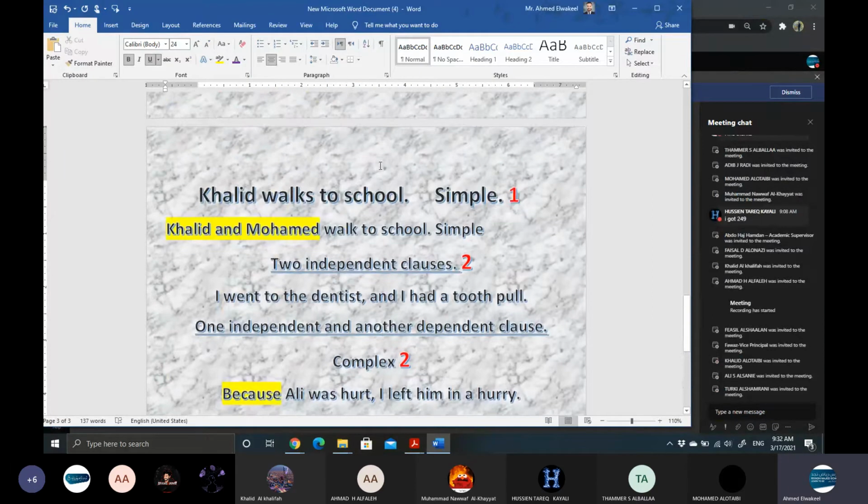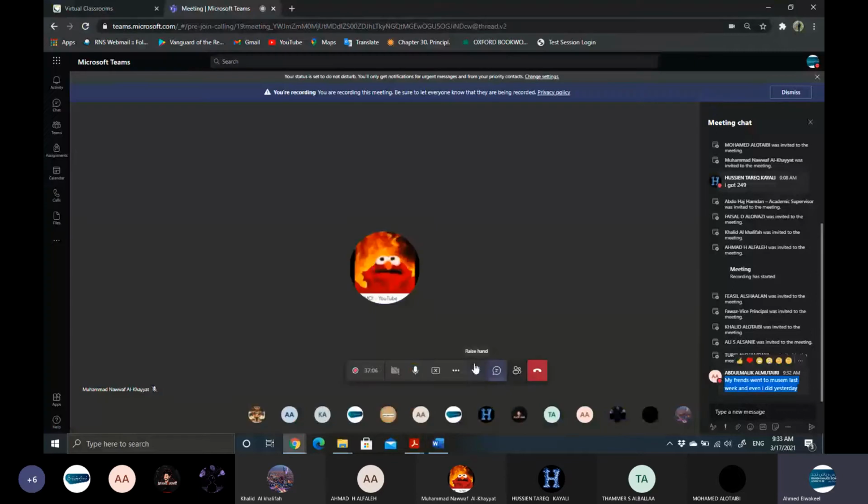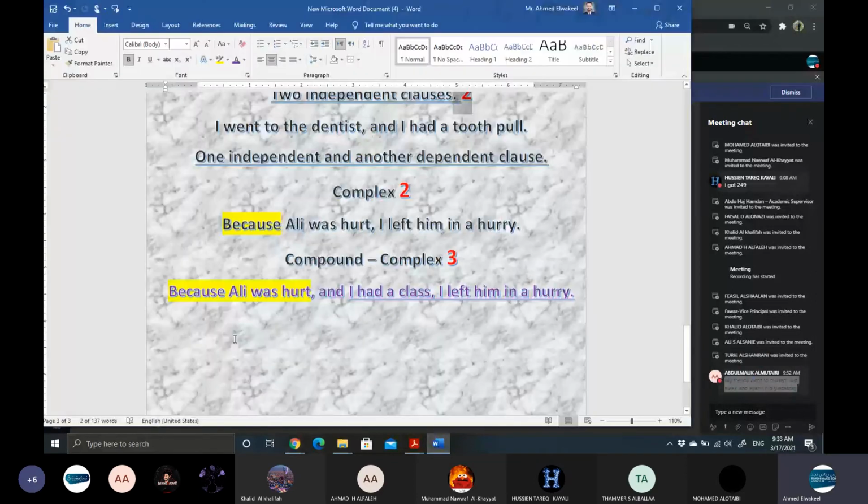So, simply once again, we have the simple sentence consisting of just one main clause. The compound sentence, two main clauses or independent. My friend went to the museum last week and again I did yesterday. So nice. We took this example here, Abdul Malik, and we put this example here.